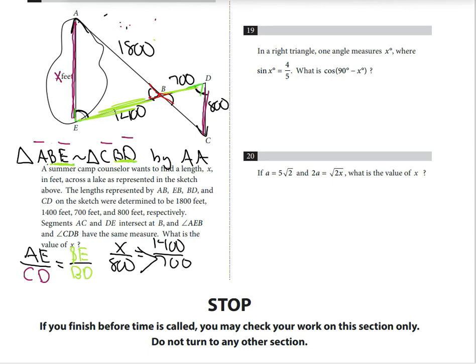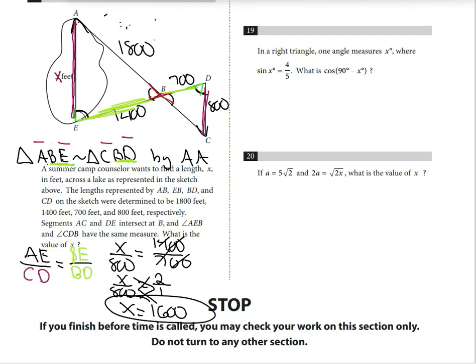We can cross multiply. Actually, we can make this a little bit easier. We can cancel out some zeros here. And 14 over 7, if we want to make that even easier, we can rewrite this as X over 800 equals 2 over 1. Cross multiply, and we're going to get 1600 as our answer.